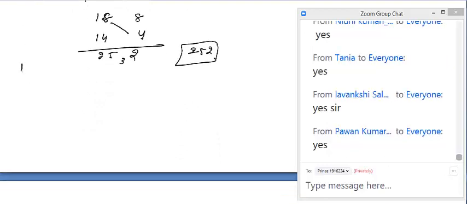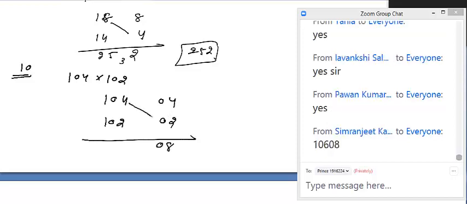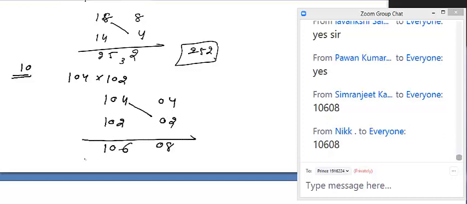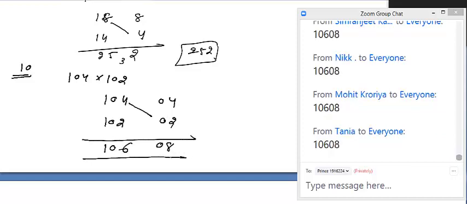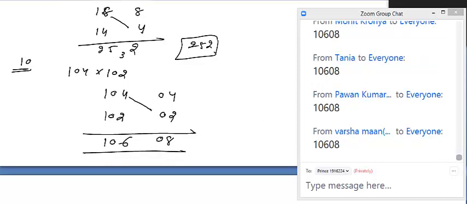Now take another example. Example number 10. I am taking the 3-digit number 104 into 102. Do it fast before me, without using a calculator. 04 positive, so what you will write here is 6. 4 into 2, 8. You will write 08 because its base is 100. So when you add, you have 106. So the answer is 10608. Very good, Tanya, Mohit, Nikhil, you have done it correctly. Enjoyed.